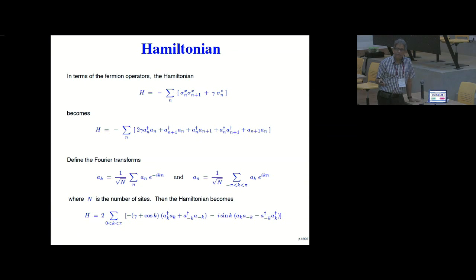Then there are the hopping terms, a dagger n plus 1 a_n, which hops the fermion from n to n plus 1, and its Hermitian conjugate. Then you have these very strange terms, a dagger n, a dagger n plus 1. So this creates a pair of fermions at n and n plus 1, and its Hermitian conjugate annihilates it. So this kind of looks like a superconducting term. You can create or annihilate Cooper pairs on neighboring sites. So this is actually also a model for what is called a p-wave superconductor in one dimension.